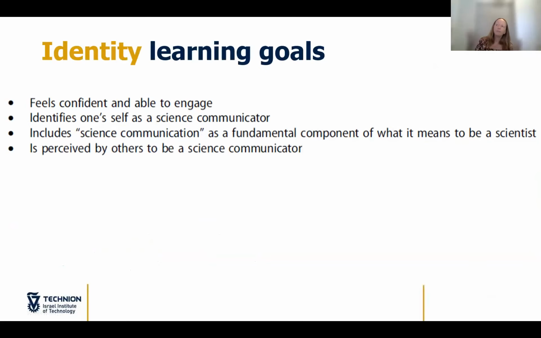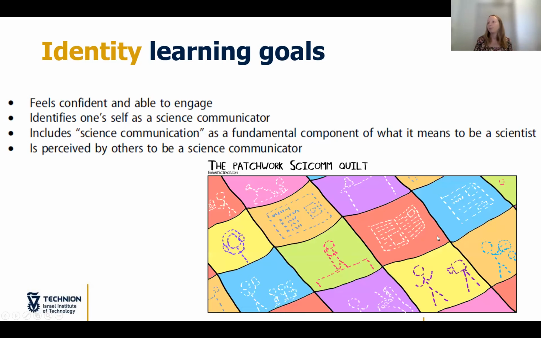And identity, really, we had to make up most of them. So someone who learns science communication feels confident and able to engage and identify oneself as a science communicator, and include science communication as a fundamental component of what they want to do, of who they are.